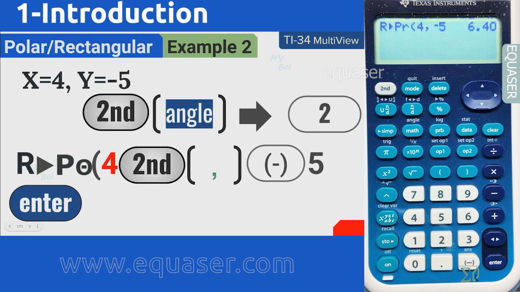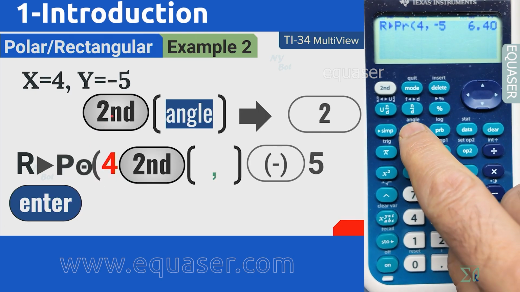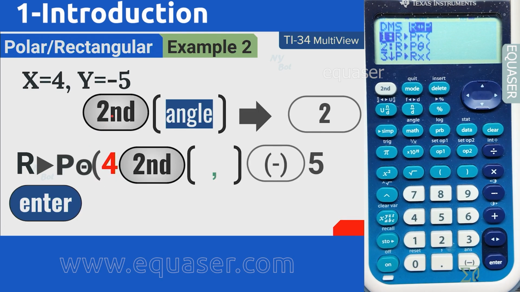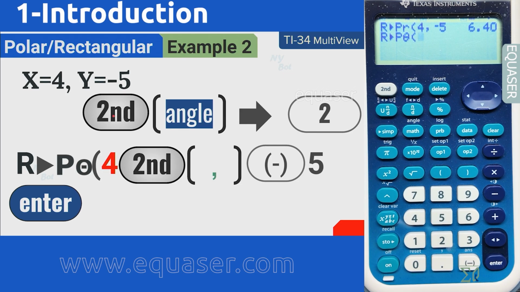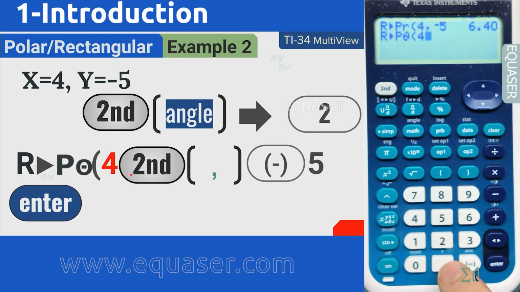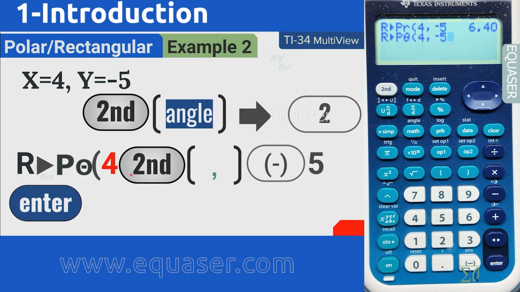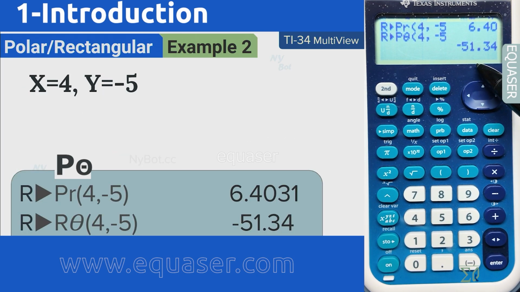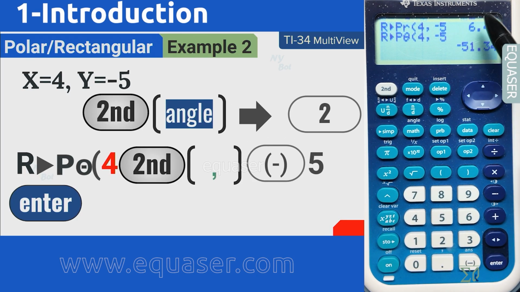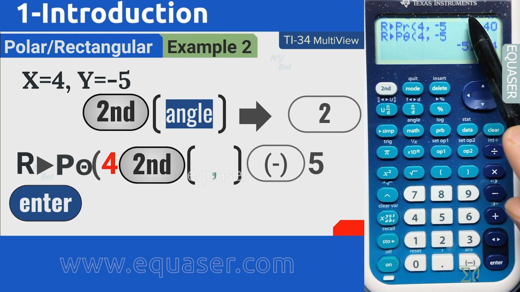And we get r. Second function, angle, go to the right. In this case we want theta, so 2. So enter 4, shift, comma, -5, the same as before. And now if I press enter, the result is -51.34 degrees. This depends on the unit that you set here. If this is radian, the result will be in radian, so keep that in mind.